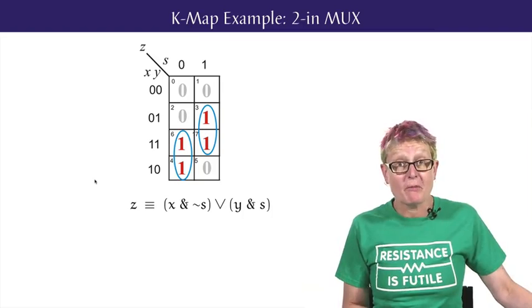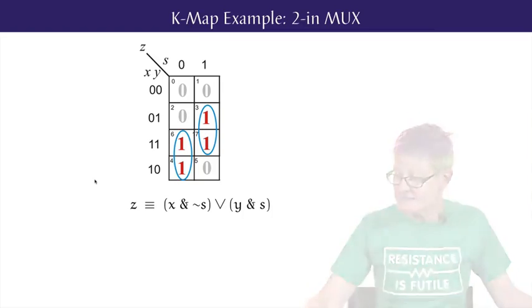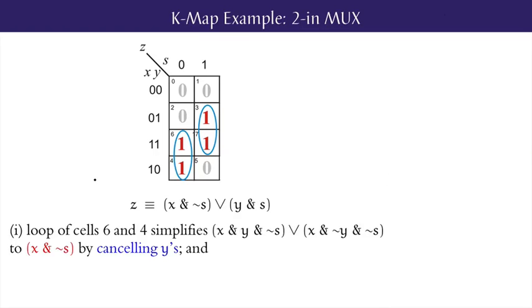Let's see how we found them and how the looping corresponds to the Boolean algebra simplification we saw last lesson. First, the loop of cells 6 and 4. Cell 6 has the 3-bit XYS code 110, representing X and Y and not S, while cell 4 has the 3-bit code 100, representing X and not Y and not S. These 2 cells are complementary with respect to Y, so the Y's are cancelled to end up with the conjunction X and not S.